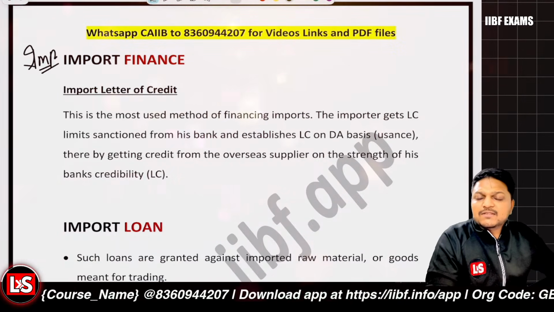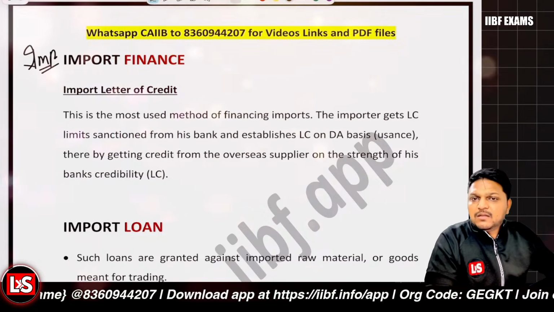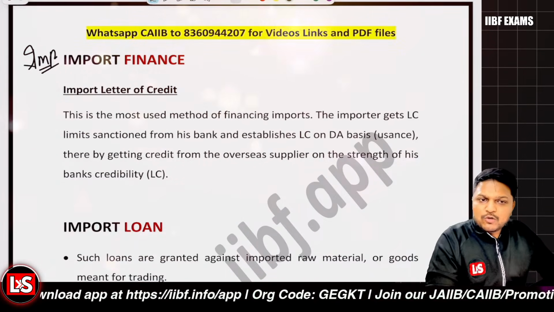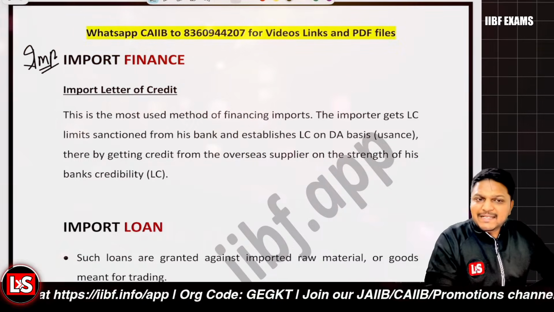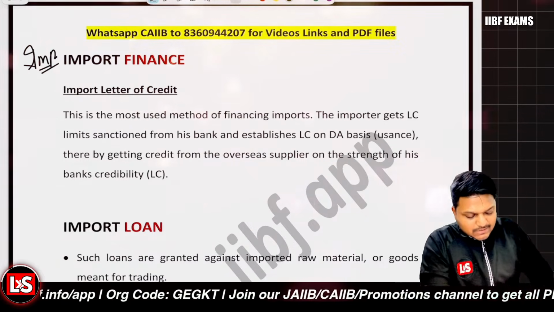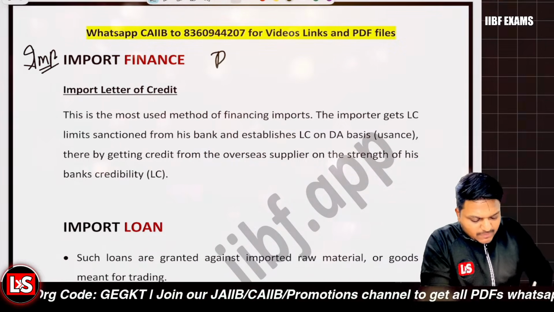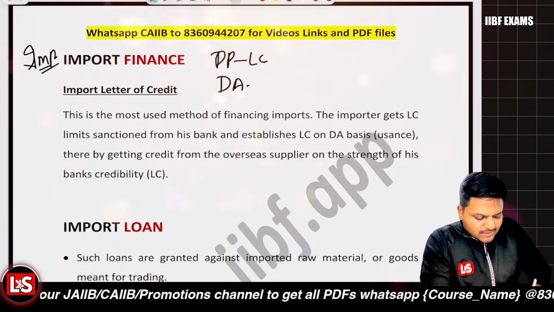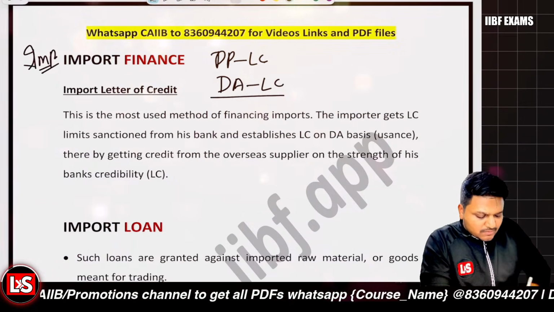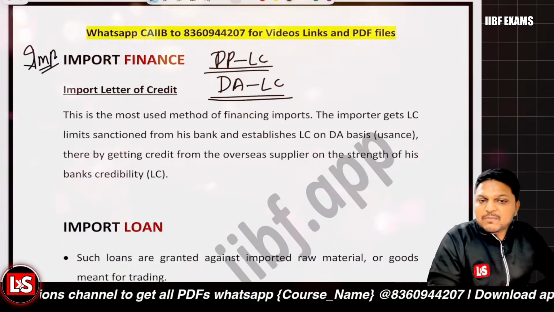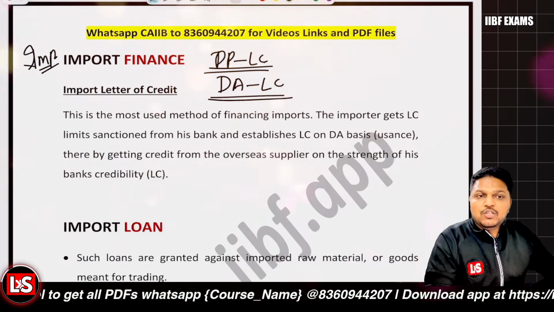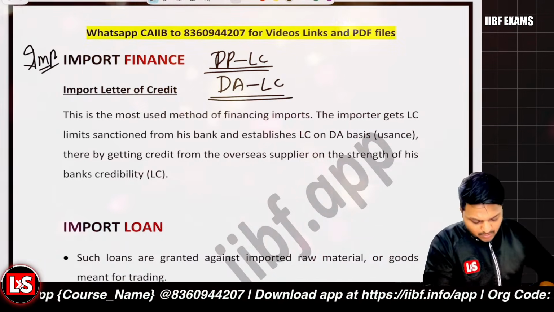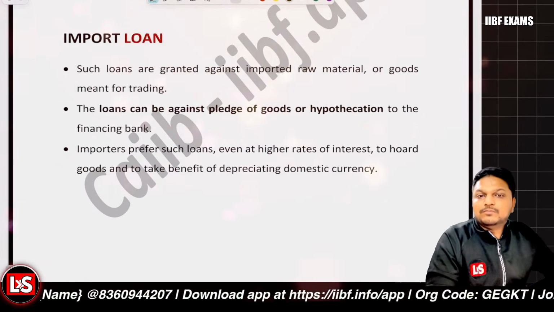So we have already discussed the letter of credit. For the importer, the letter of credit can be issued. The whole process I've already told you. It could be a sight LC, or a DP LC, or it could be a DA LC, a usance LC, based on acceptance of the documents. And that will be opened in the name of the beneficiary abroad, right?